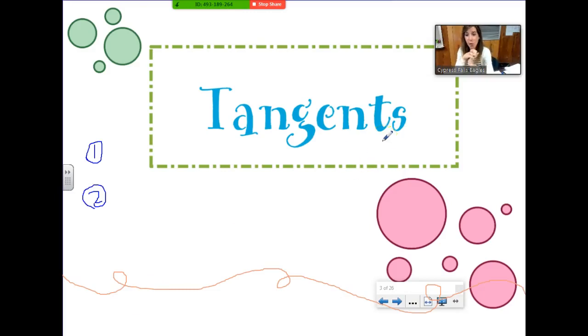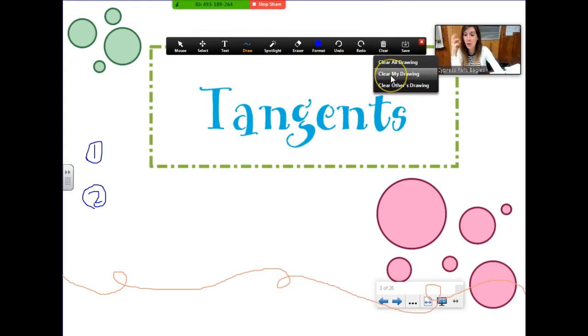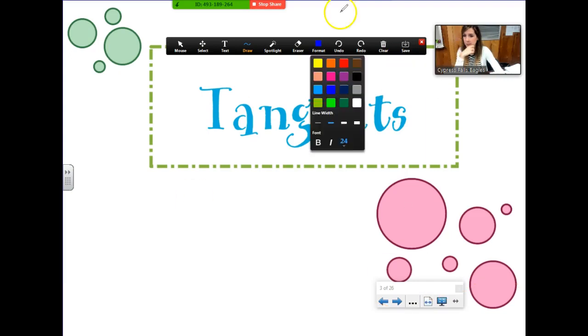So today's lesson is chords and tangents. We're going to do tangents first. We've kind of already gone over the theorem that we're going to go over with tangents, and then we will go over three chord theorems. So one tangent theorem, three chord theorems.